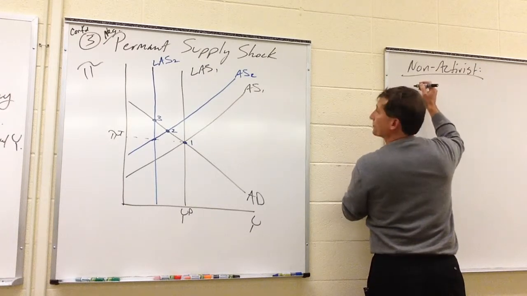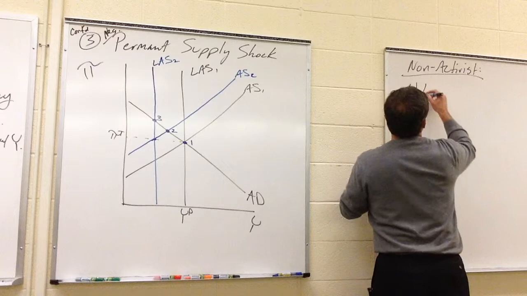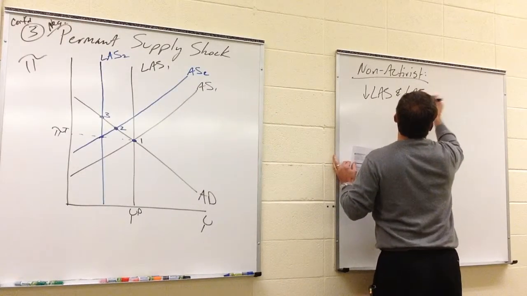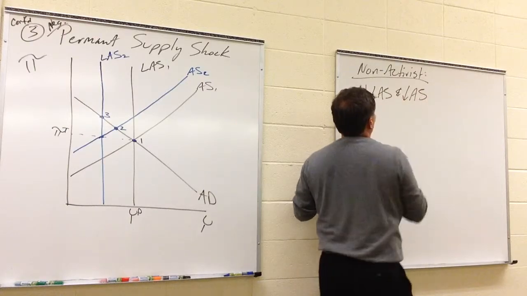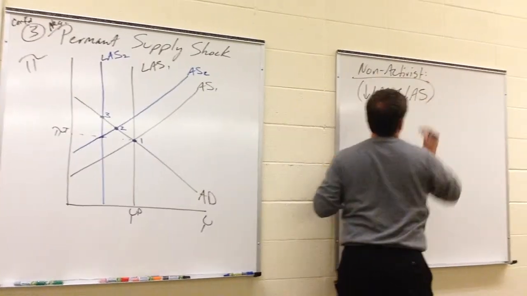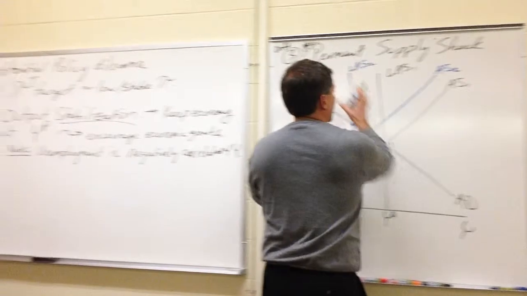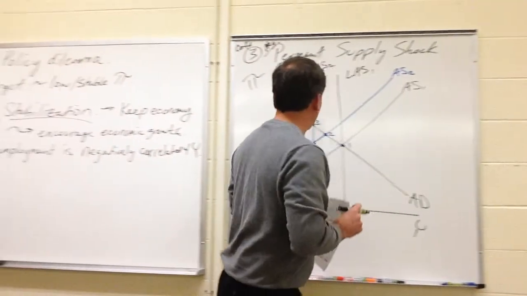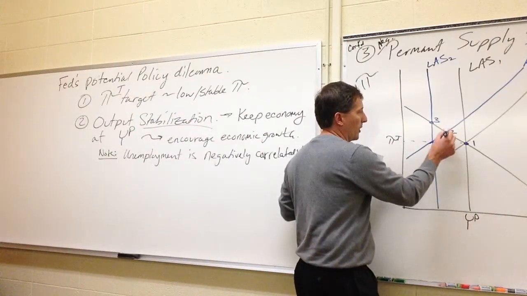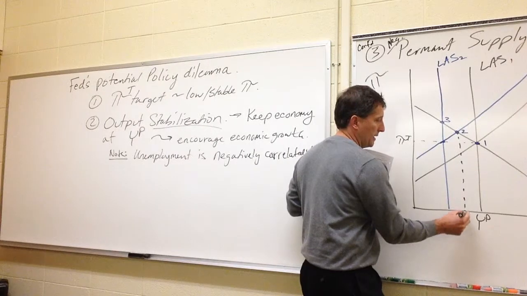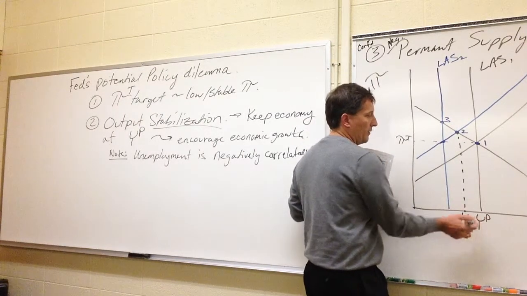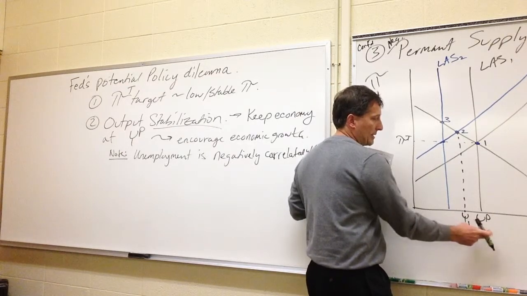Okay, so the non-activist approach, we would have the decrease in long-run aggregate supply and short-run aggregate supply, the policy shock here. Let's just put those two things together. They both, boom, go to their level. This leads to a short-run decrease in output. So our output level is now less than potential.